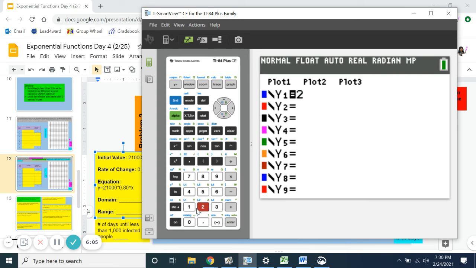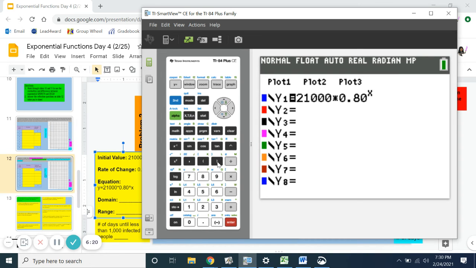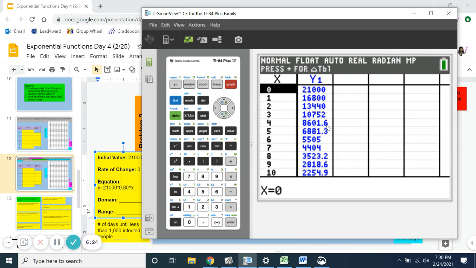So we plug in 21,000 and then times 0.80. And then your power button is that little caret key right here, to the power of x. Okay. So I'm going to plug that in, and then I'm going to go to my table. And bam, there's all my information.